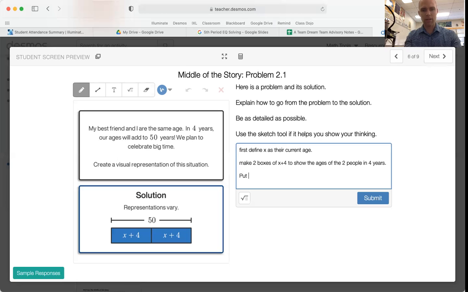And then put 50 across the top to represent the sum of their ages 4 years from now. So that's how we go from essentially the word problem to the solution in this case, which is the tape diagram. So if you want to go ahead and solve it, you can. And the answer is probably 21 if I had to guess, but I don't think that's what Desmos is looking for here. They want you to just show that you know how to make a tape diagram through description.